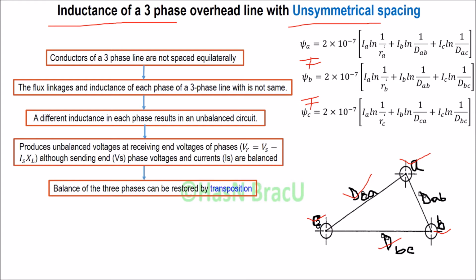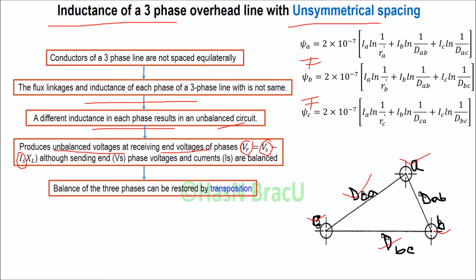So if the flux linkage of each phase is not the same, then the inductance of each phase will not be the same. If inductance is not the same, that means this circuit is an unbalanced circuit. So this unbalanced circuit will produce unbalanced voltage at the receiving end of each phase. Although Vs, which is the sending end voltage or supply voltage, and Is, which is the supply current, are constant for each phase, due to the variation of inductance, Vr will vary. As we know, XL equals 2 pi f L. So if L varies, then the receiving end voltage for each phase will vary, right?